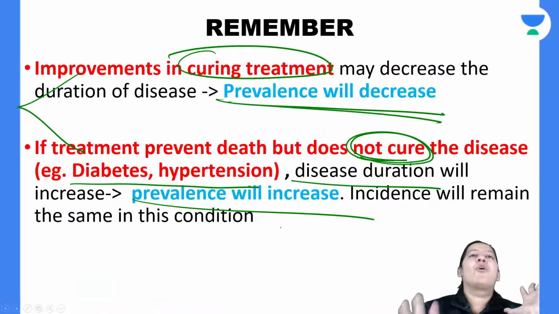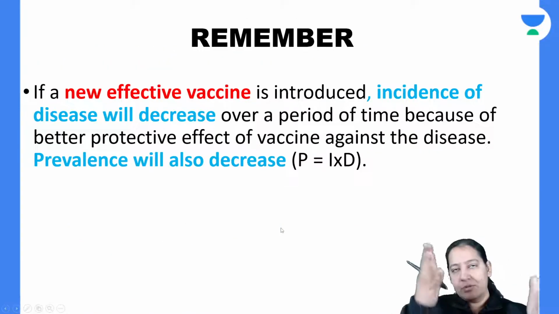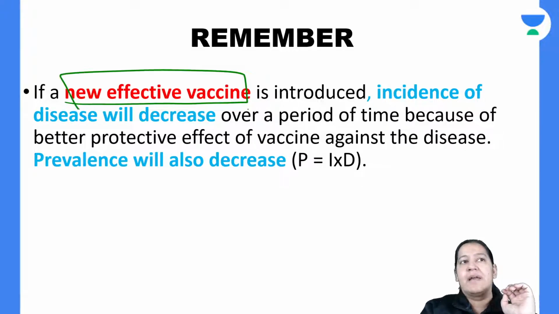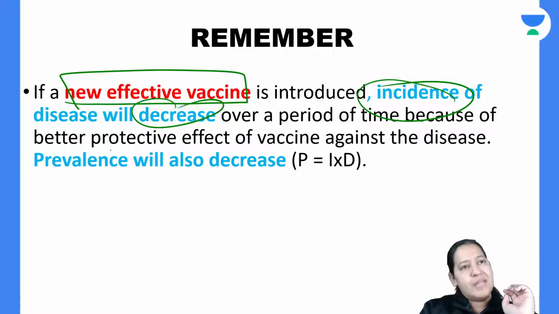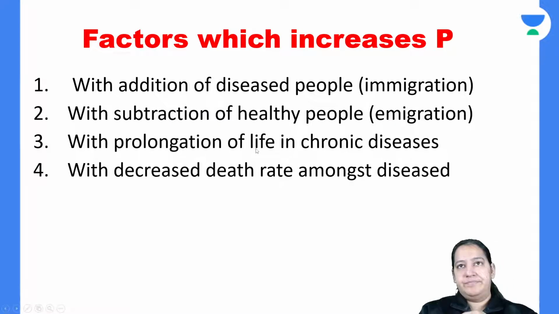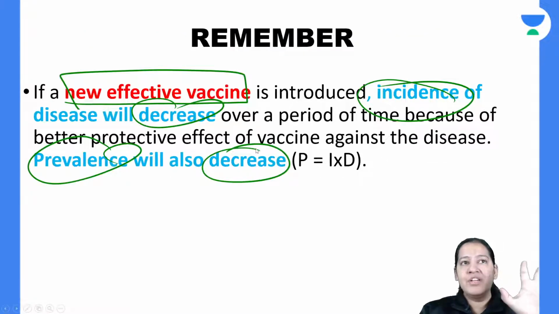So give me a thumbs up if you got it. Everyone give me a thumbs up. The same thing is written in front of you. If a new effective vaccine for any disease is there, the incidence of that disease will decrease, and so the prevalence will decrease. It doesn't have action on duration. It has action on incidence. So I am done. Have you got it? Say yes or no. Say something.